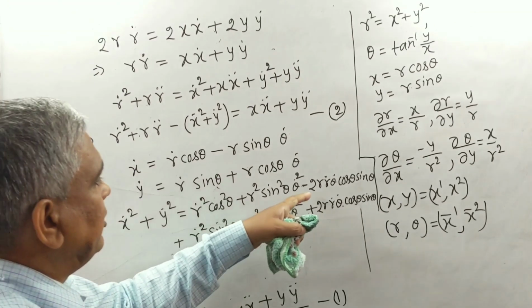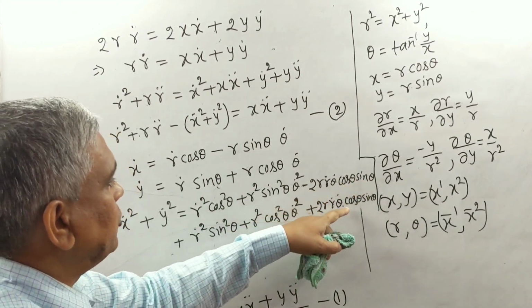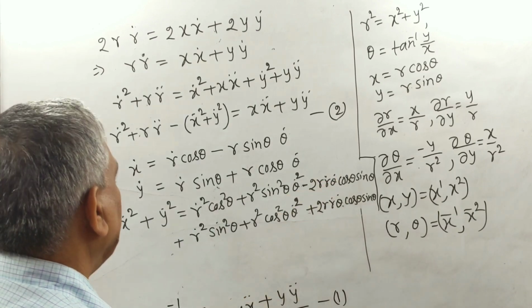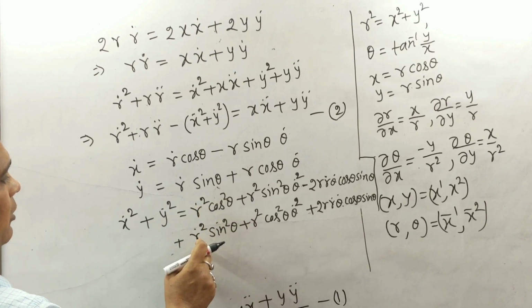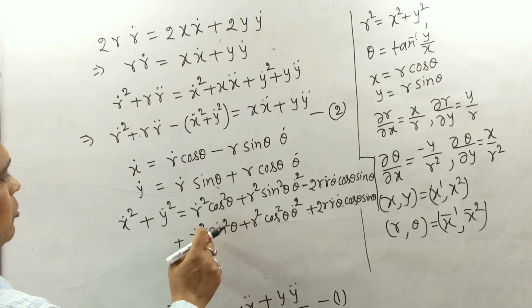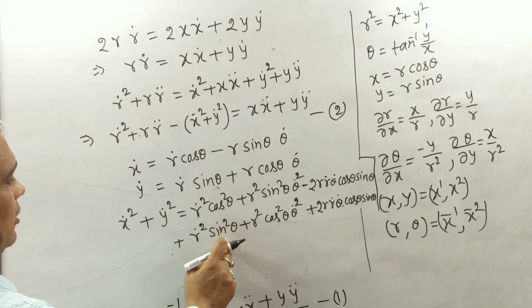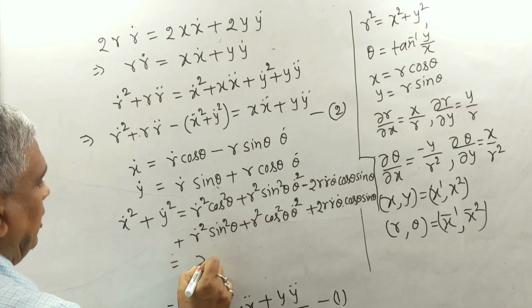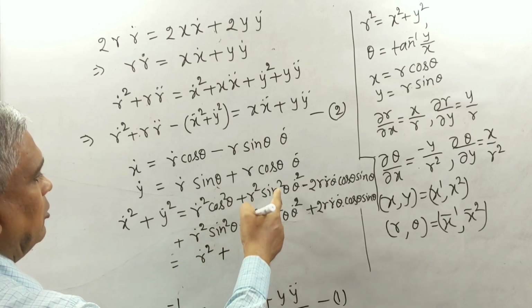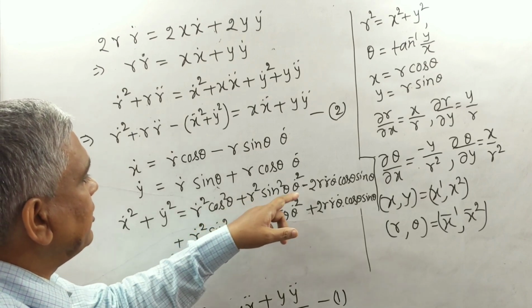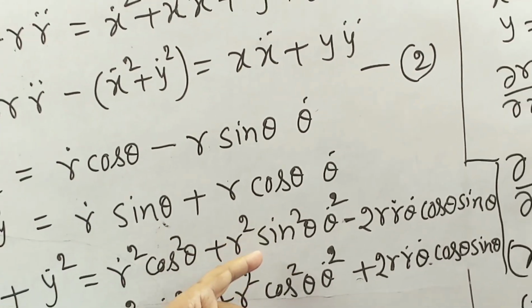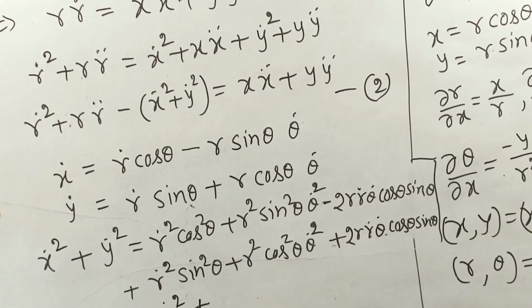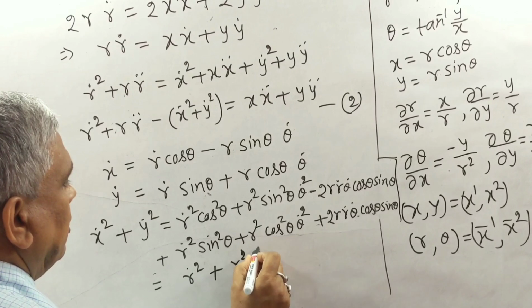Here this is a minus negative term and this is a positive term, they cancel with each other. And here if we take r dot square common, then we will get r dot square into cos square theta plus sin square theta, that is 1, that equals r dot square. Here also if we take r square theta dot square common from these two terms, we get sin square theta plus cos square theta, that is 1. So this will give the result r square theta dot square.